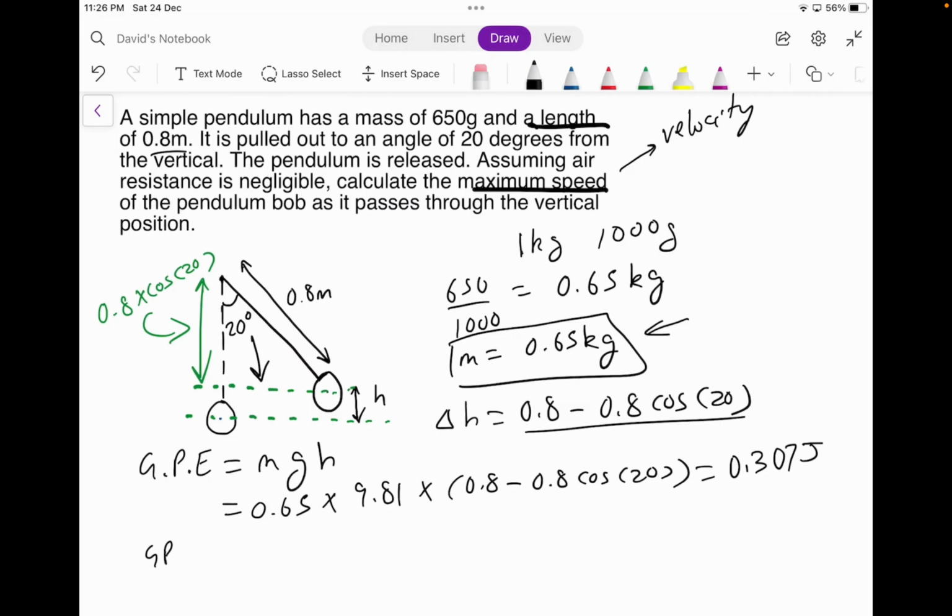So we're going to write it down: G.P.E is equivalent to 0.307 joules. Right, so that's the unit in this case.